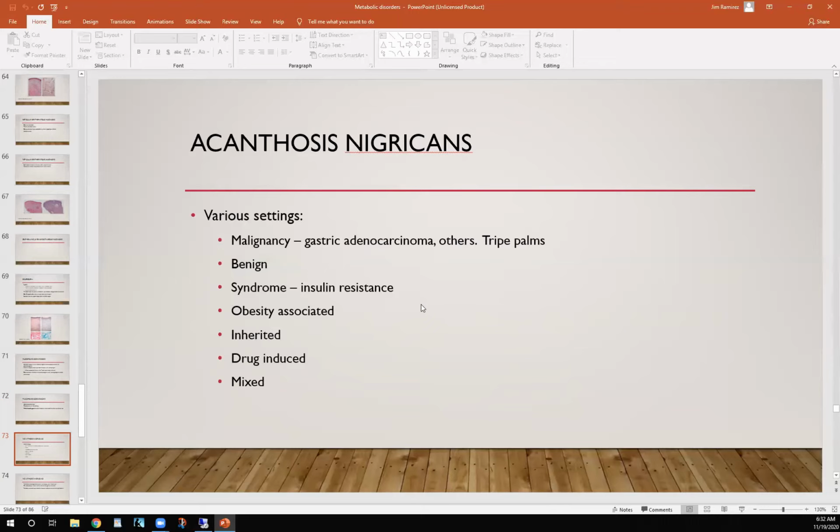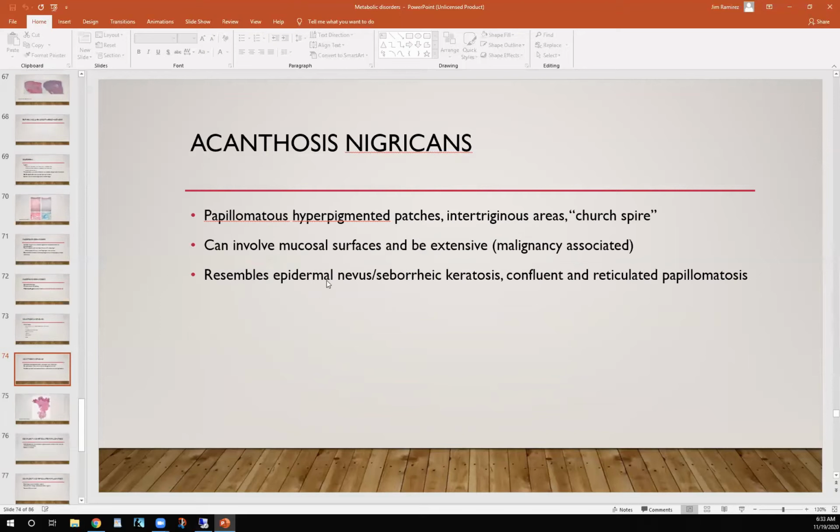Under the microscope, these are all going to look the same. So I'm not going to go too much into the different types, but we'll try to focus on what we see in particular under the microscope. And what do we see? We see papillomatous hyperpigmented patches, usually in intertriginous areas, giving the histologic appearance of this church spire. So this is really the one that I think of that has that really good church spiring, or very, very pronounced papillomatosis. And it's pretty characteristic.